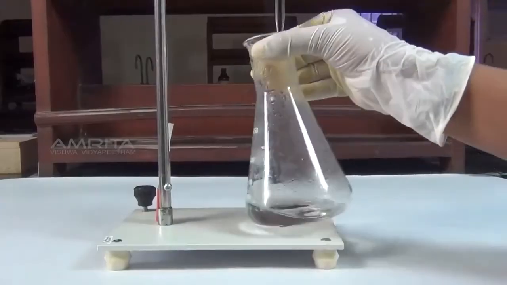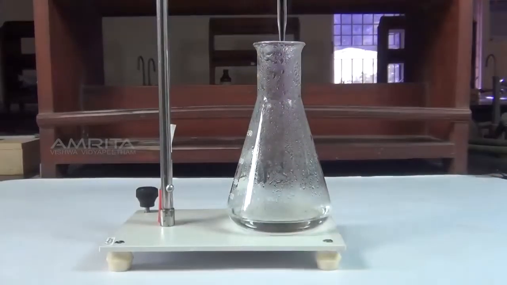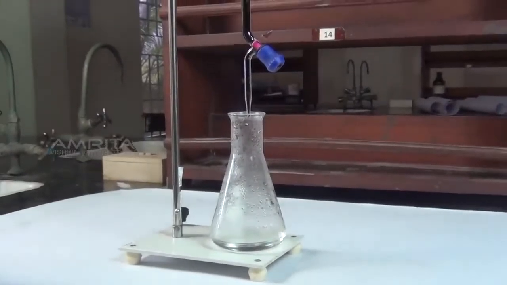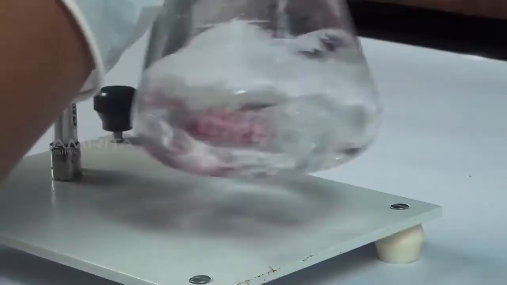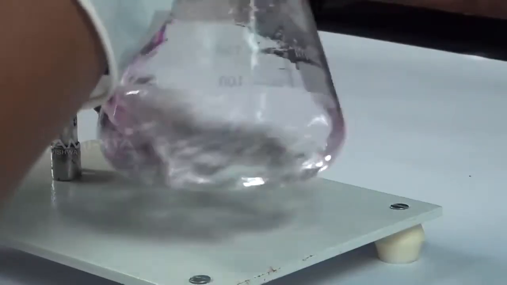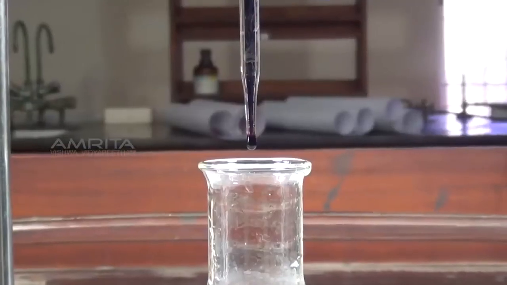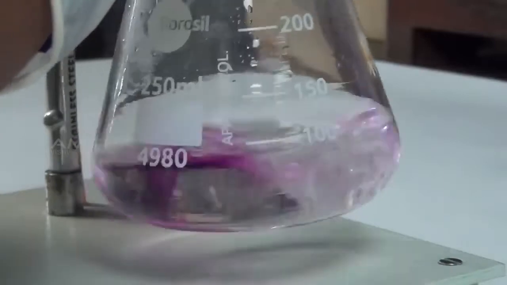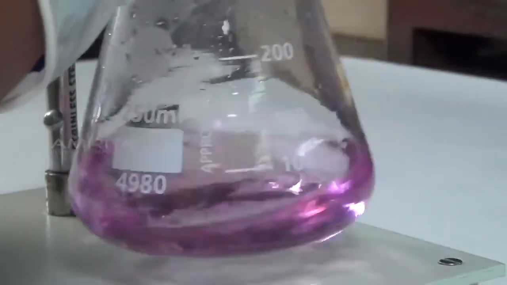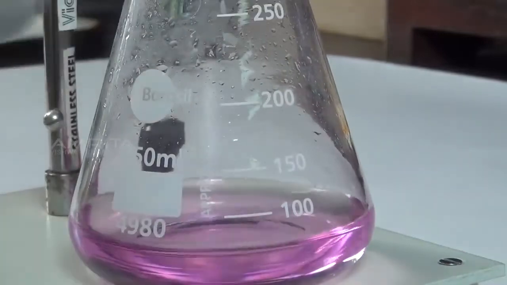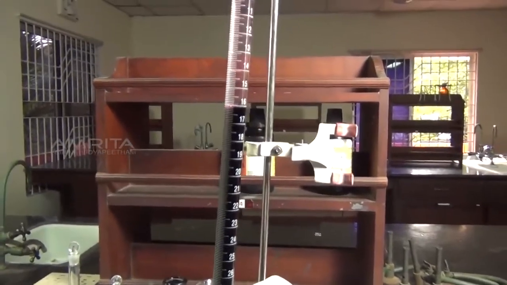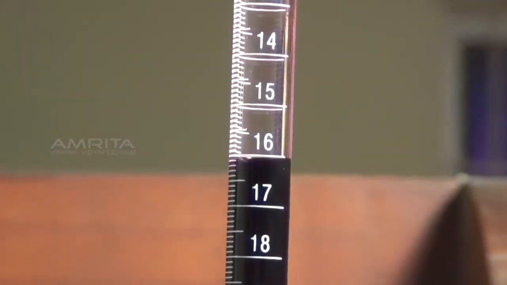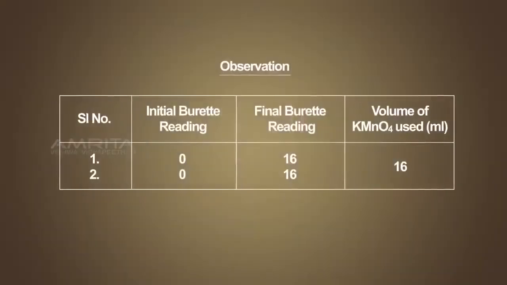Place the conical flask on the white surface of the stand under the burette to correctly view the color change. Run potassium permanganate solution dropwise from the burette into the conical flask with constant shaking of the solution in the conical flask. Continue till the color of the solution changes from colorless to light pink on addition of the last single drop of potassium permanganate. This is called the endpoint. Note down the final burette reading and repeat the same procedure until concordant values are obtained. Record the observations in the tabular column.